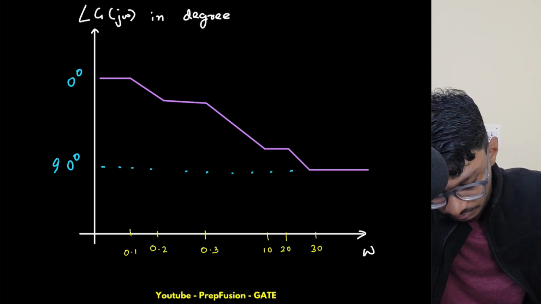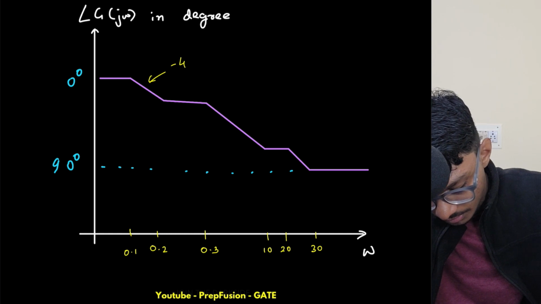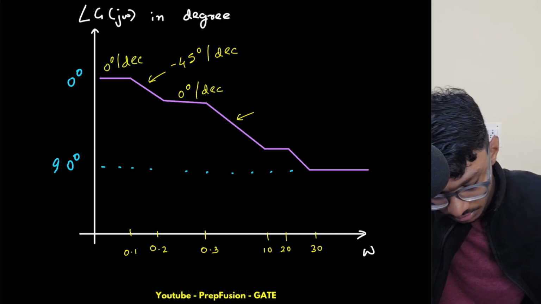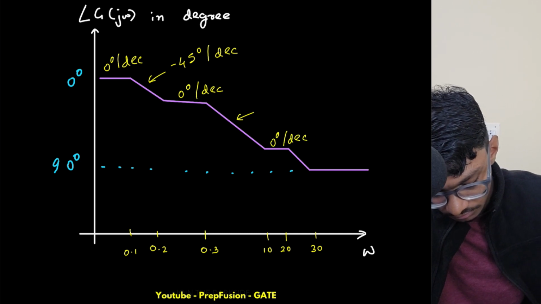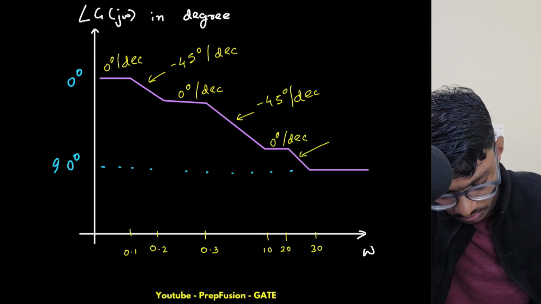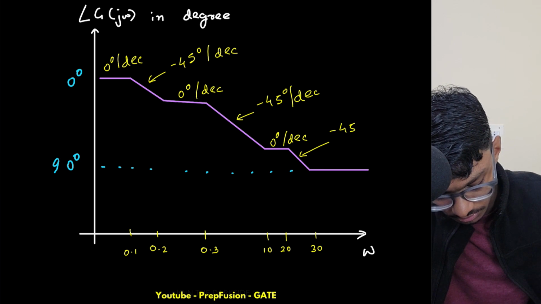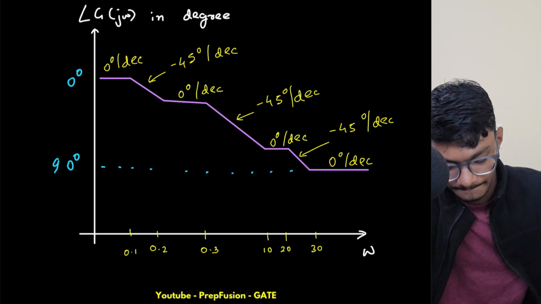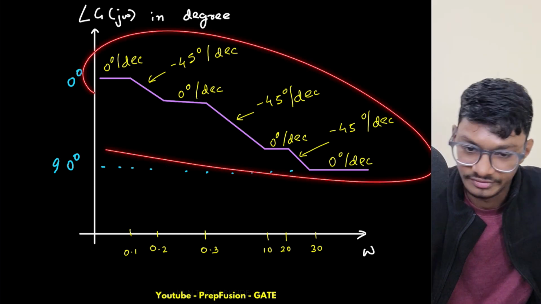And these are the slopes: minus 45 degree per decade, then 0 degree per decade, 0 degree per decade, 0 degree per decade, then minus 45 degree per decade, again minus 45 degree per decade, and this is 0 degree per decade. Okay, so these are the slopes at different places, and this is minus 90.